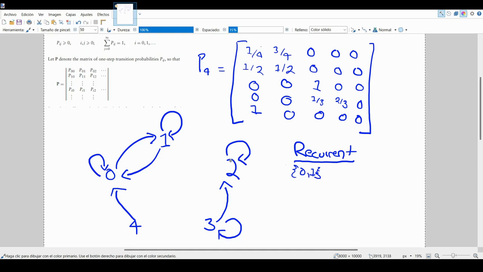Now 2, anytime it leaves, it is going back to itself. It is not going to any other node. So we can also consider 2 to be a recurrent class.